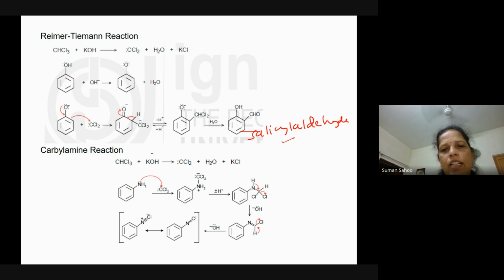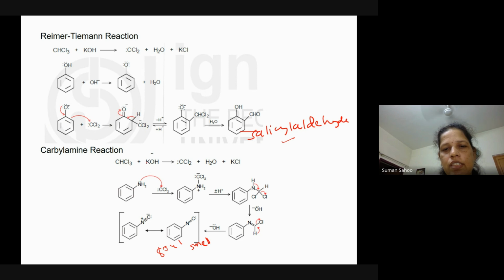Next is the carbylamine reaction, which is mostly done to distinguish between primary, secondary, and tertiary amines. Mostly primary amines give a response to this test, and that gives you a very foul smell. So from that you can say whether you are having a primary amine or a secondary or tertiary. So primary amine gives this test, secondary and tertiary amines don't respond to this test.